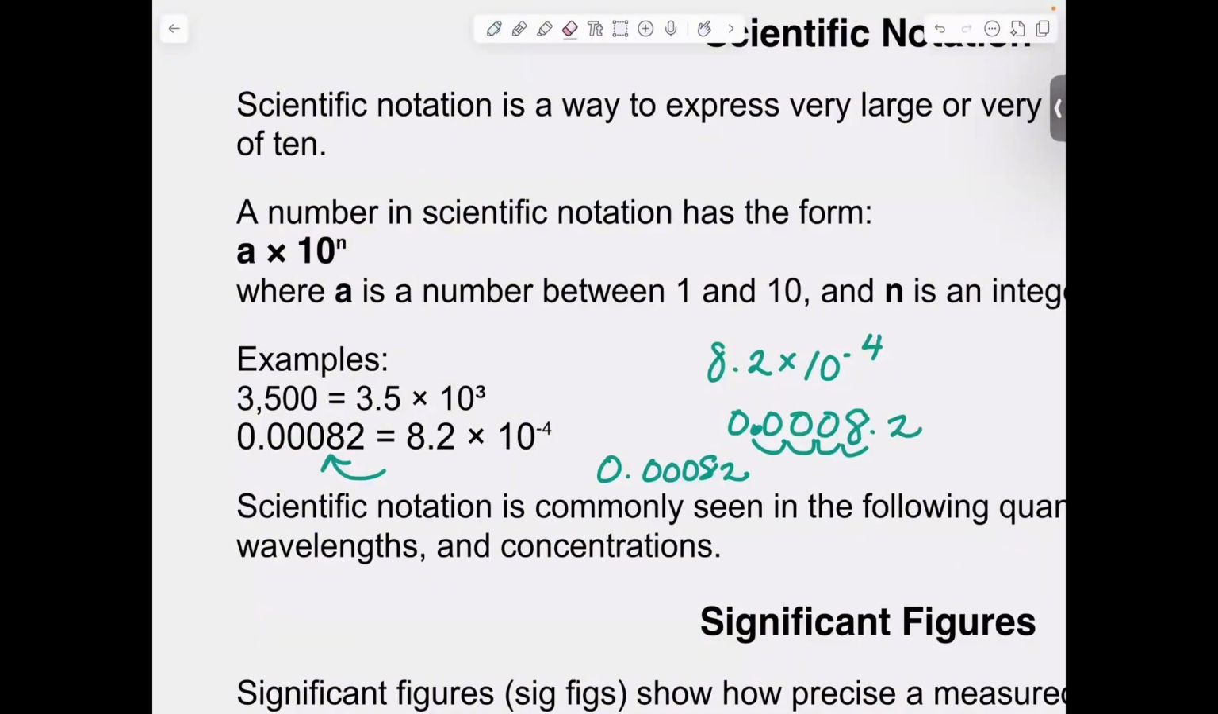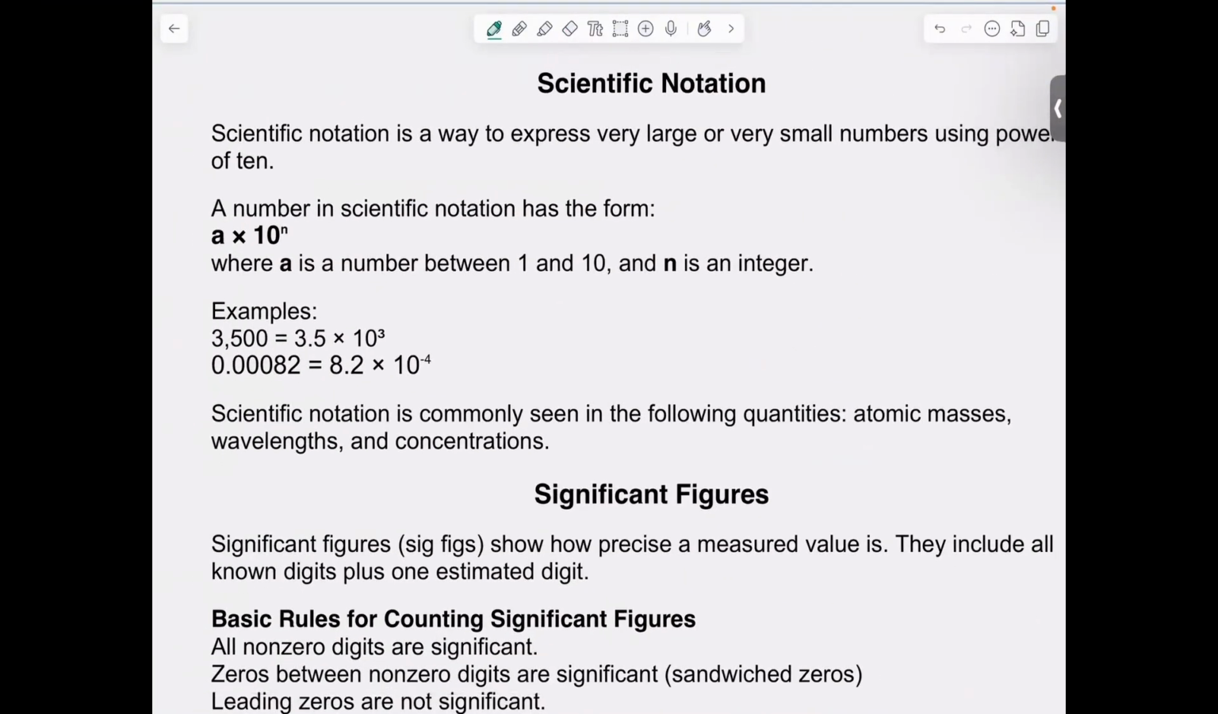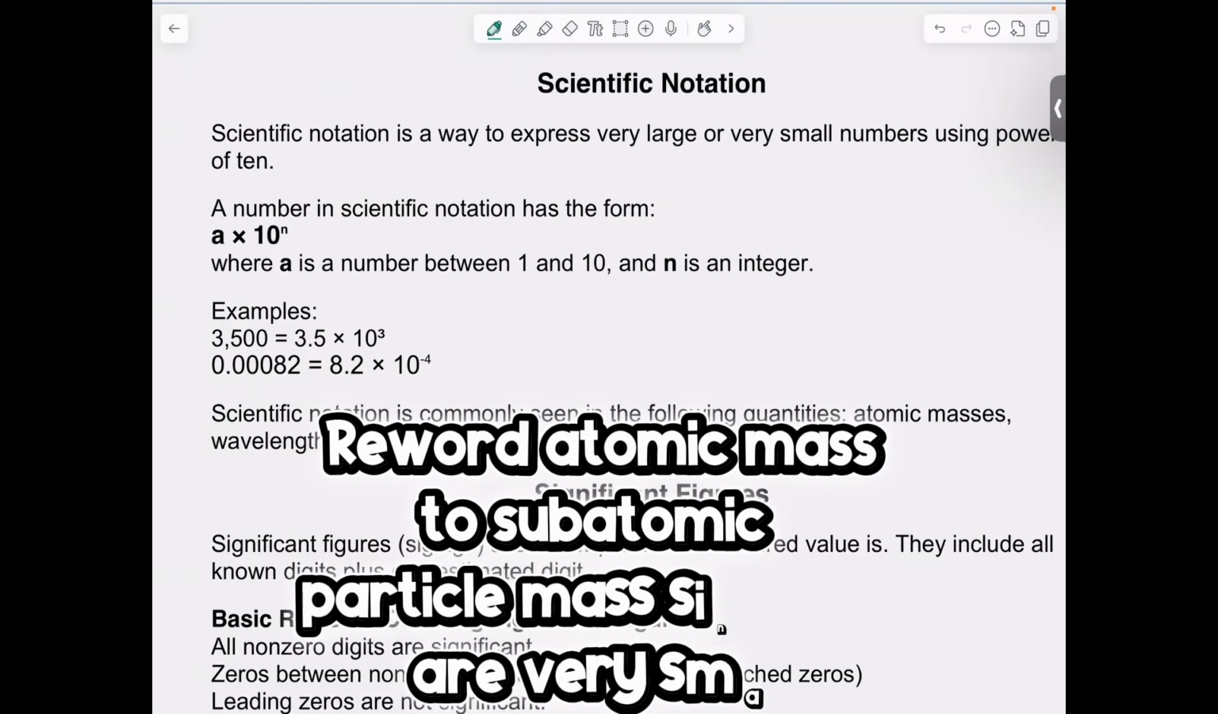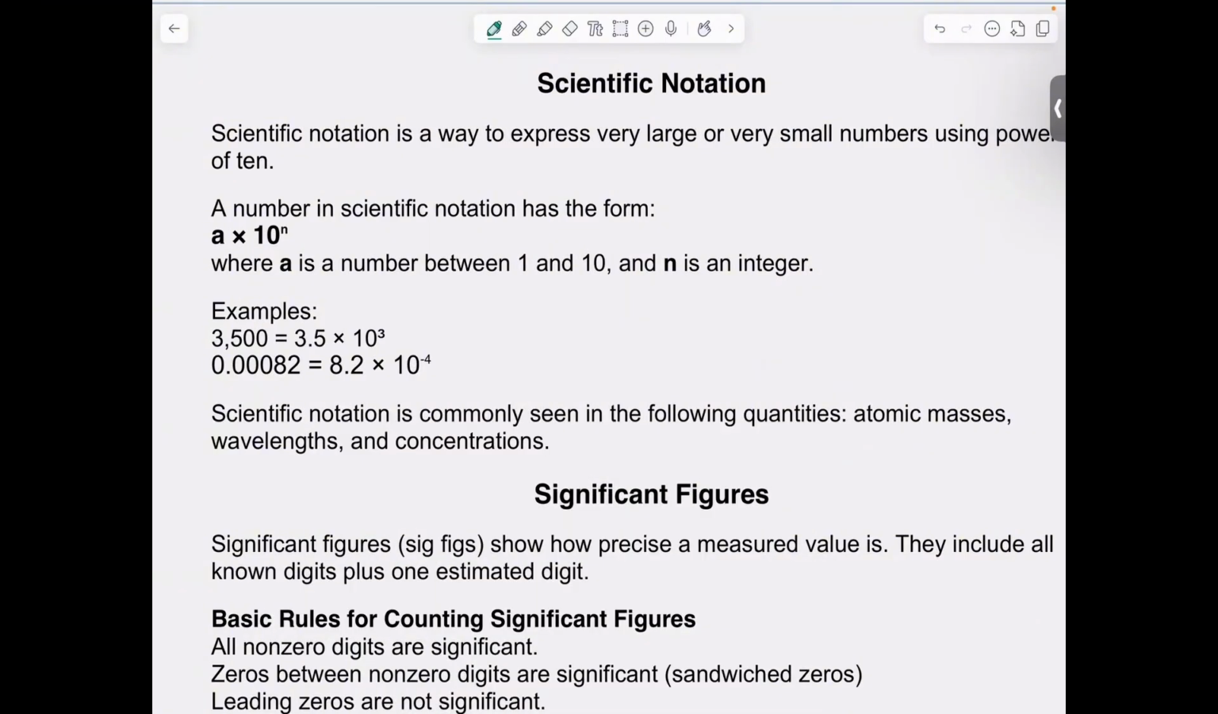And I did cover, if you give me just a moment, I'll back out here. And we'll see scientific notation is commonly seen in the following quantities in chemistry. We have atomic masses, wavelengths, and concentration. So wavelengths are typically nanometers. So you might have something like 750 nanometers, but technically you need to use the meters. So you have to apply 10 to the -9, which we're actually going to look at here shortly.